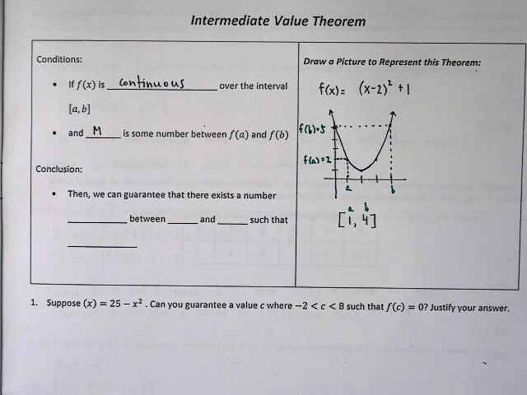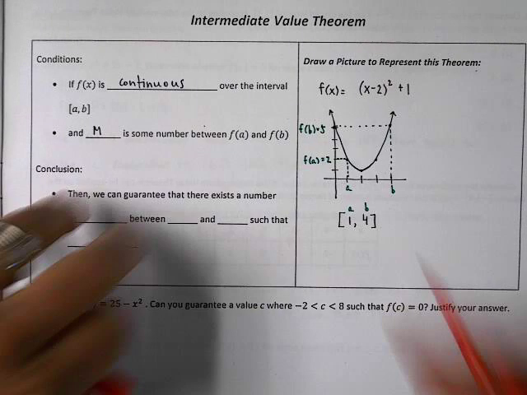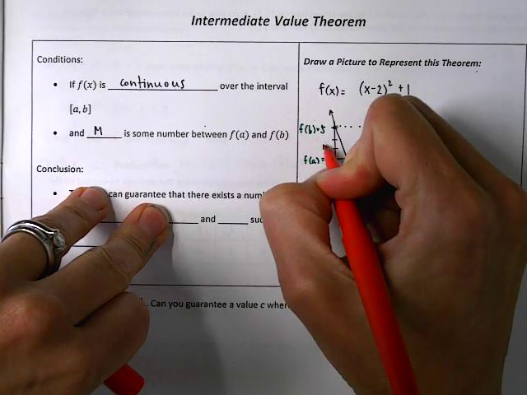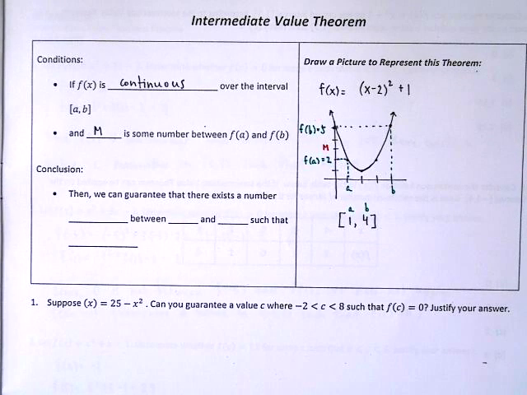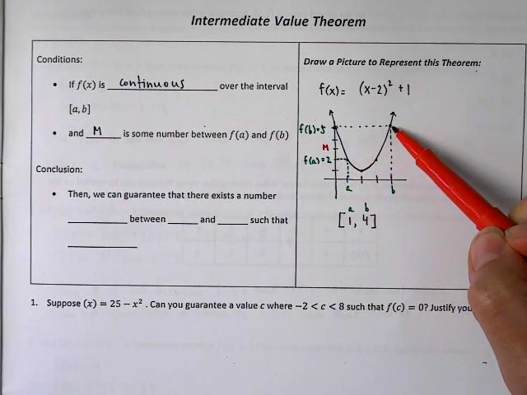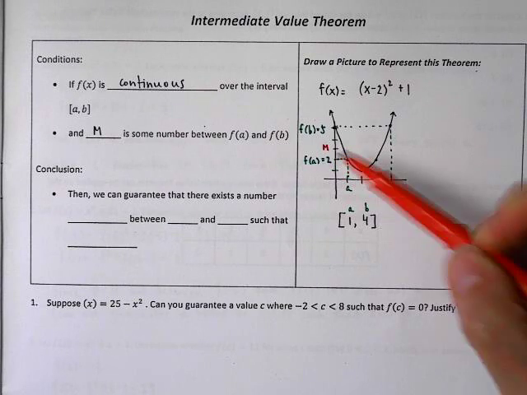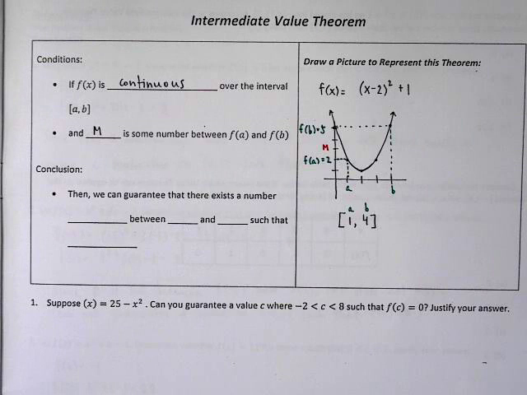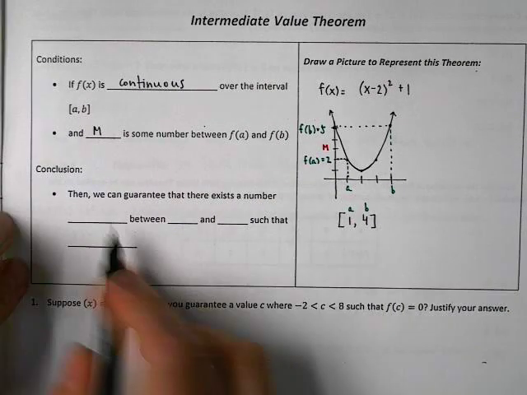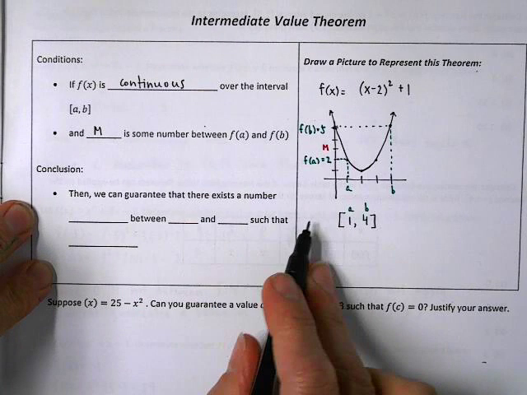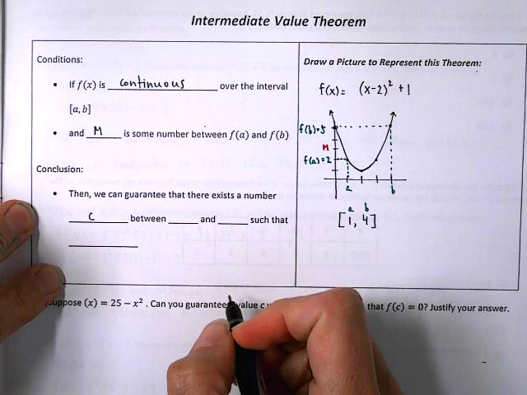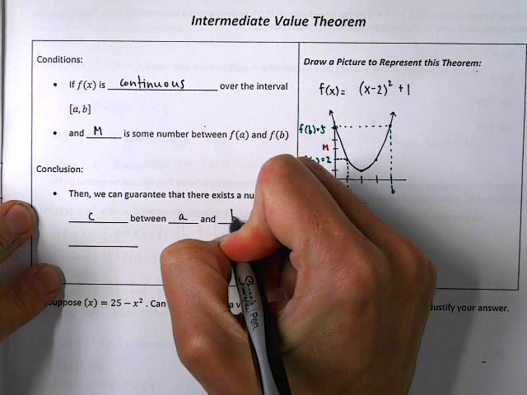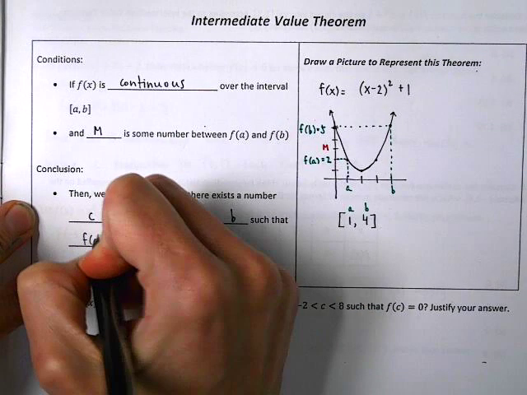So now it says m must be some number between f of a and f of b. So I'm going to choose m. Let's just say it's 3 right here. Okay, so I have my two conditions. I know my function is continuous over the interval, and I know this value m is in between the function values at the endpoints of the interval. Now, here's what the intermediate value theorem tells us. It says if those two conditions are true, then we can guarantee that there exists a number c in between a and b such that f of c equals m.